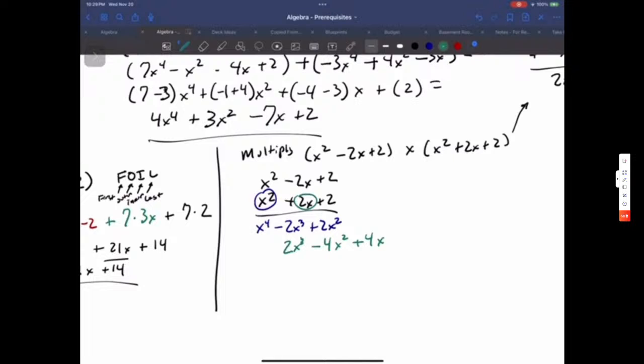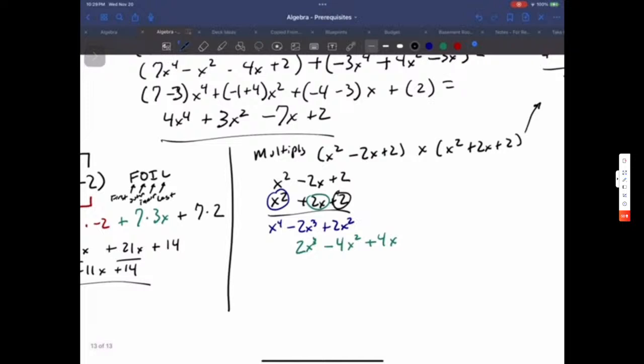And then we're going to do the last one, which is going to be back to black. The red was the outer, but it doesn't work exactly the same way. Don't associate it with FOIL. FOIL is only good for a degree 1 polynomial multiplied by degree 1, but this is just so that you keep these straight here. So you have 2 times x squared, which is plus 2x squared, 2 times negative 2x, which is going to be minus 4x, and 2 times 2, which is going to be plus 4.